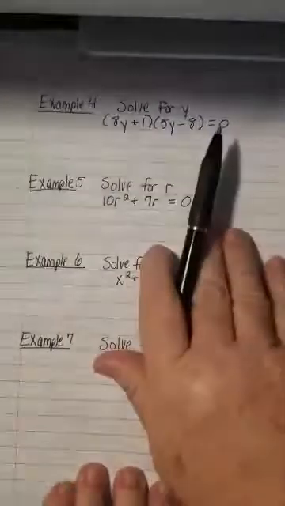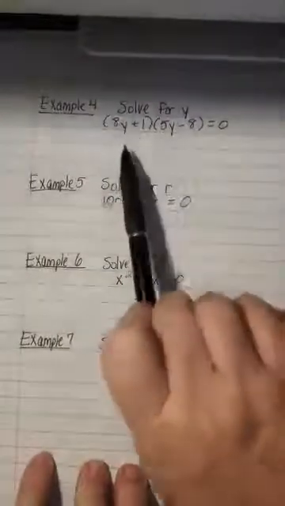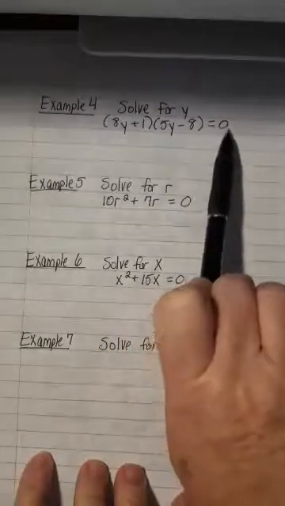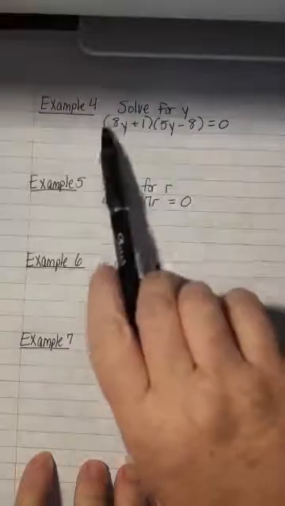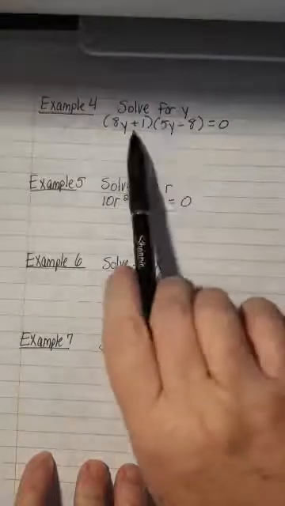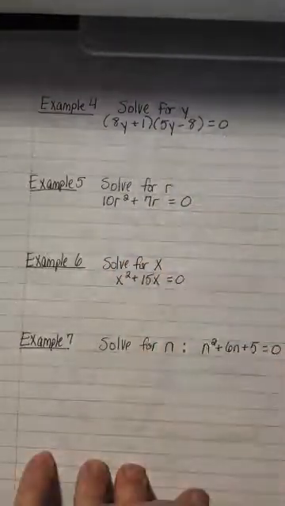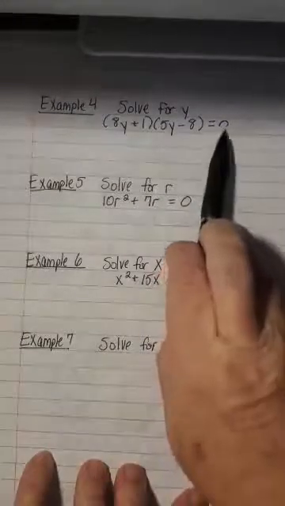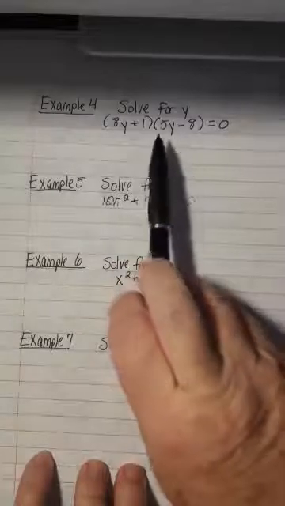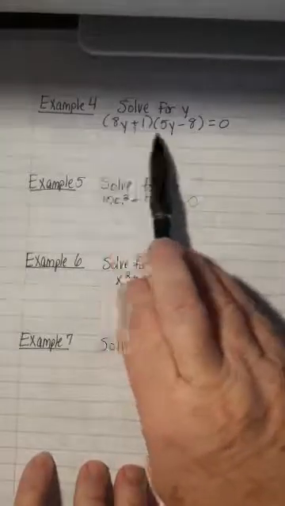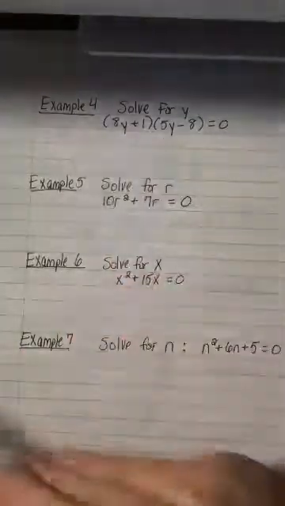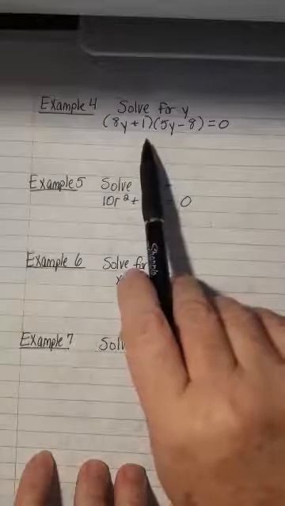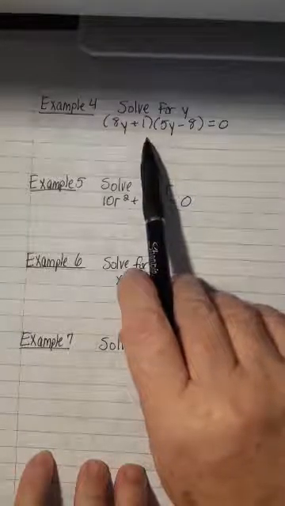Example 4. Solve for y. 8y plus 1 times 5y minus 8 equals 0. When you see this, you should recognize you've got your two parentheses, your two factors. It's set equal to 0, so you're going to solve it by the zero product property. That's how you recognize it. It has to be 0 over here on the right side. And then you have to have your factors over here. It has to be in factored form on the left side, because we're going to swap up in a minute. I'm going to show you how to tell the difference in the problems that you have to factor first.